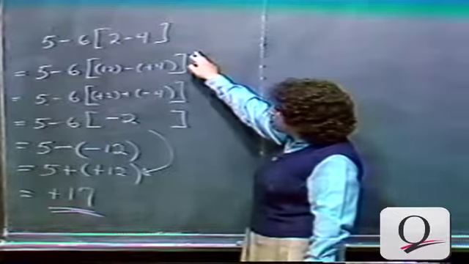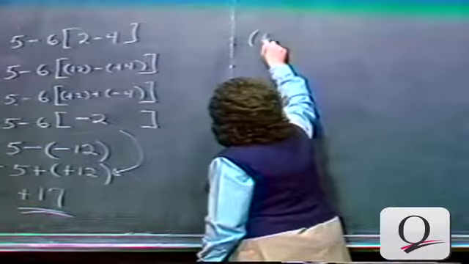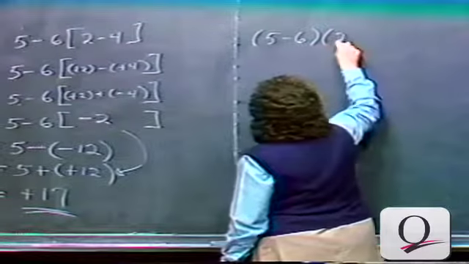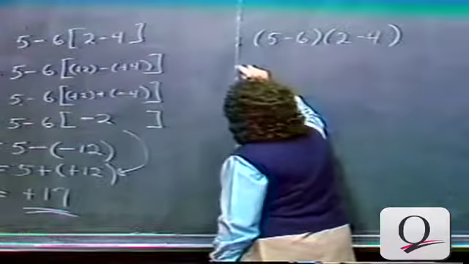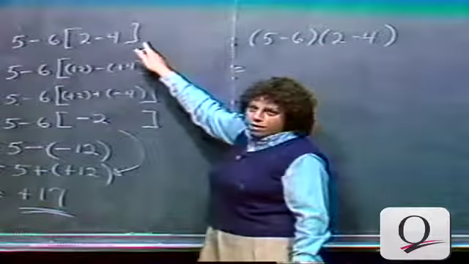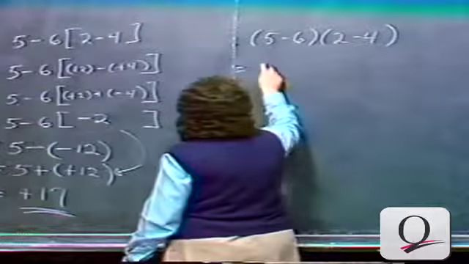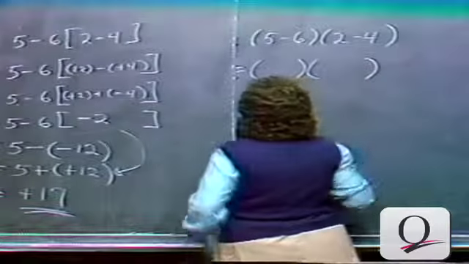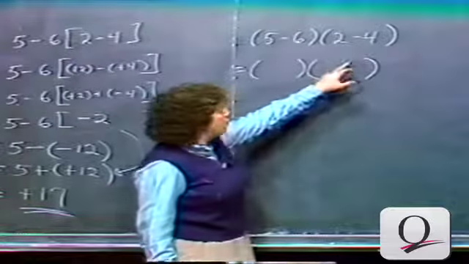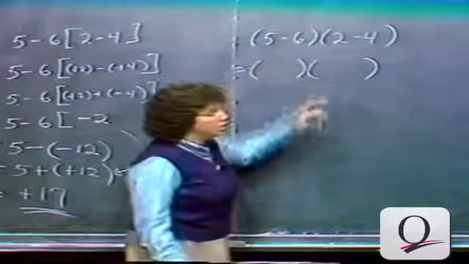All right, suppose the problem had said (5 minus 6) times (2 minus 4). In other words, there were parentheses not only around the 2 minus 4, but there was also a grouping symbol around the 5 minus 6. Now this would have the effect of forcing you to simplify within both grouping symbols before you did the multiplication.